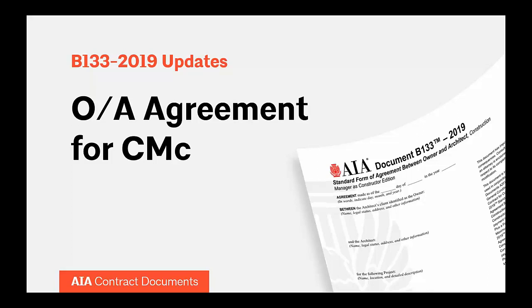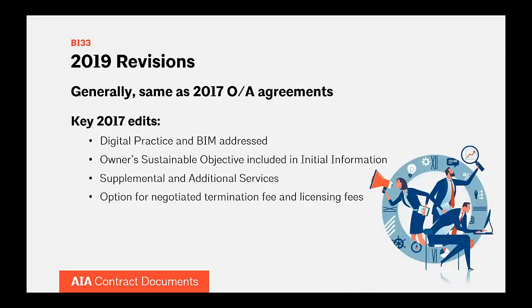Next slide, please, 44. So now we're moving on to the other documents in the CMC family. It's a coordinated set of documents. So we have an owner-architect agreement, which is B133. Next slide, please, 45. So B133 is coordinated for use with A133 and A134.